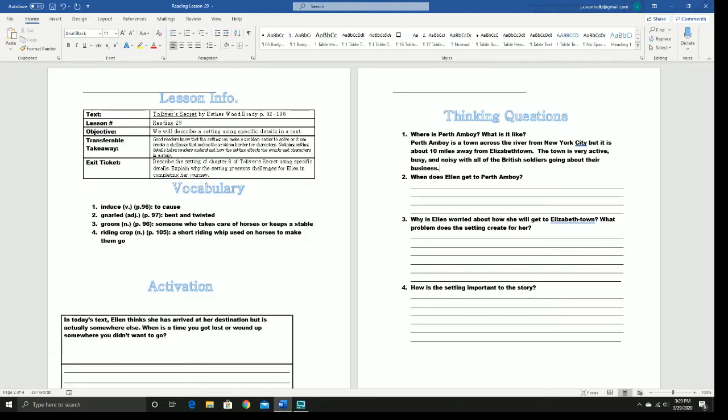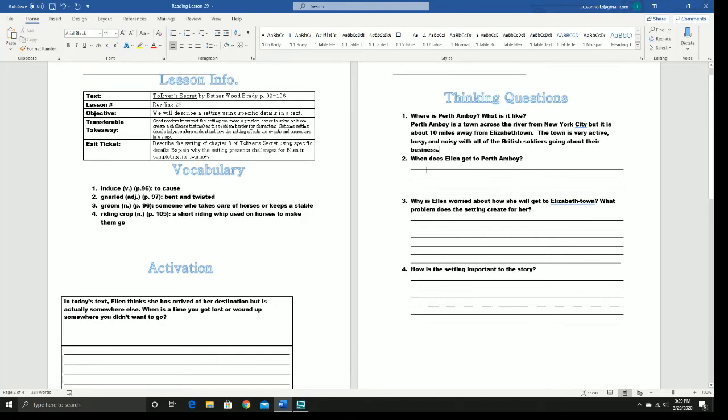Great. And so there was a lot more other information that we can give about what it's like, but I think that captures the biggest part of it. Excellent. So let's talk about when does Ellen get to Perth Amboy? This may not seem that important, but it actually plays into a big problem in the story. So go ahead and pause the video and see if you can find when she gets there.